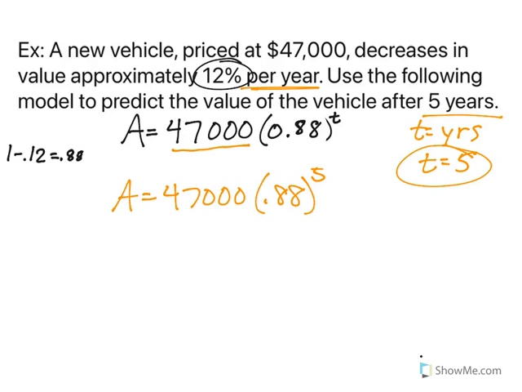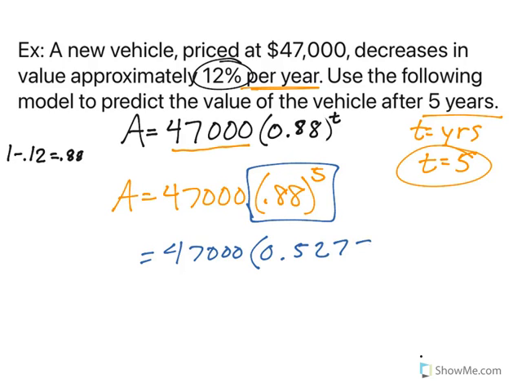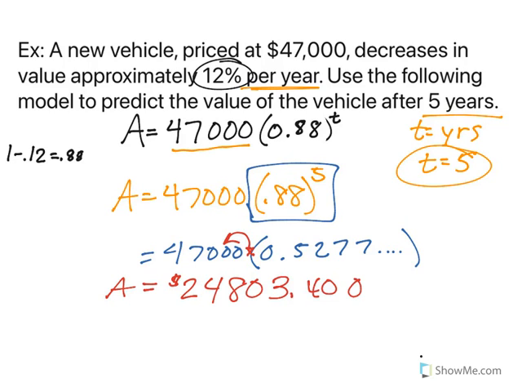Again, order of operations. So we do my parentheses raised to the 5th power. So I have 47,000 times the value of 0.5277, and this just keeps going on and on. Again, keep that value in your calculator and then hit multiply, right? Times 47,000. So we get a value of 24,803.40009, and it goes on and on and on.